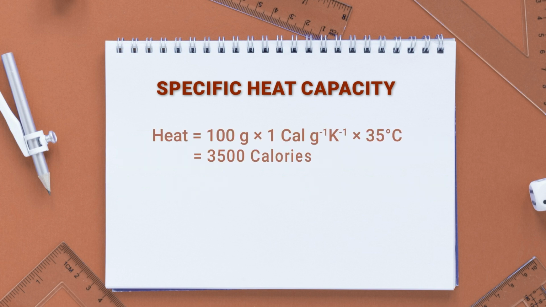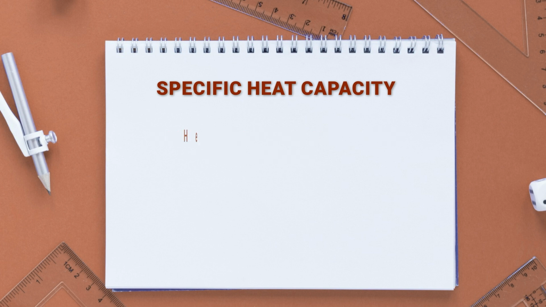Now let us take one example. I have 100 gram of water, for example, and specific heat of water is 1 calorie per gram per Kelvin. So if I take 100 gram of water, and if I want to raise the temperature from 0 degree to 35 degree, or 10 degrees to 45 degree, or 20 degree to 55 degree, that means that delta T is 35. Then I would require 3,500 calories. Here the specific heat capacity of water we have taken, as I told you, is 1 calorie per gram per Kelvin. So we would need 3,500 calories.